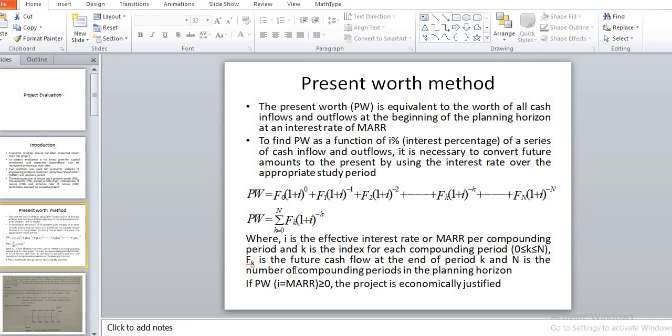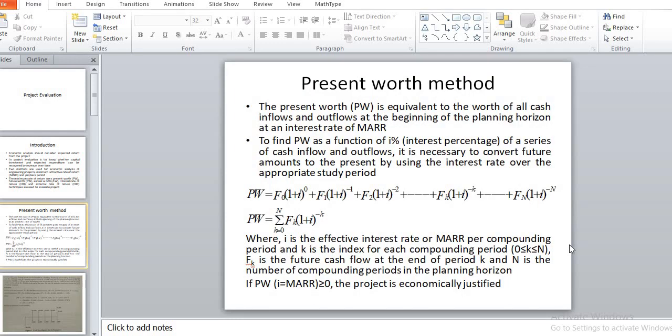If the present worth at the particular interest rate I is greater than or equal to 0, then the project is economically justified. In this unit we conclude or take the decision whether the project is economically justified, or the investment is desirable or not desirable, by using the methods that we previously studied.